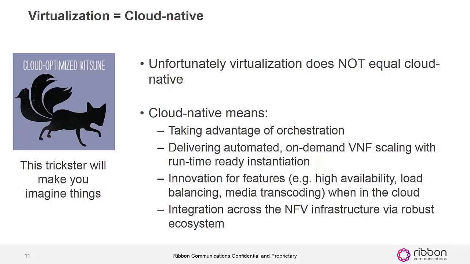Having a virtualized SBC in this case is great, but there are more advantages you can take advantage of. And I think that's really the positioning that is important for people to understand. So a cloud native design means taking advantage of orchestration. That means I don't have to manually go in and build another one of these virtual instances, right? I can deliver automated on-demand scaling of these virtual network functions when I need them. I take advantage of that through something called orchestration. Again, I'll show you more on that later on.